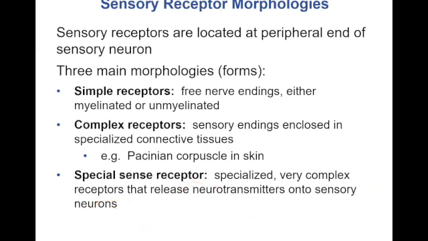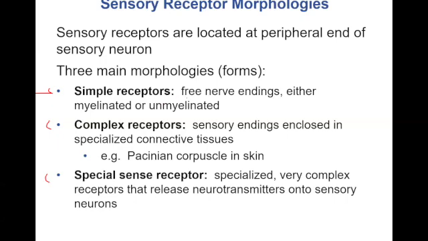So what we're saying here is that the sensory receptor part of the neuron is going to be located on the peripheral end of a sensory neuron. And we're going to deal with 3 different morphologies when it comes to these sensory receptors. Again, we're talking about the peripheral end, just the receptor part that's going to pick up on that information. So 3 different types that we're dealing with. We have simple receptors. Simple receptors are going to be free nerve endings. These can either be myelinated or unmyelinated.